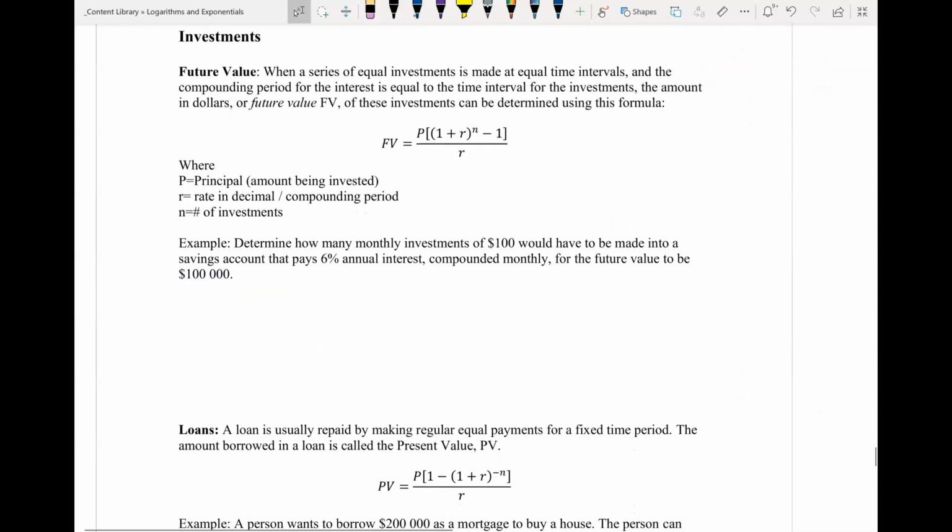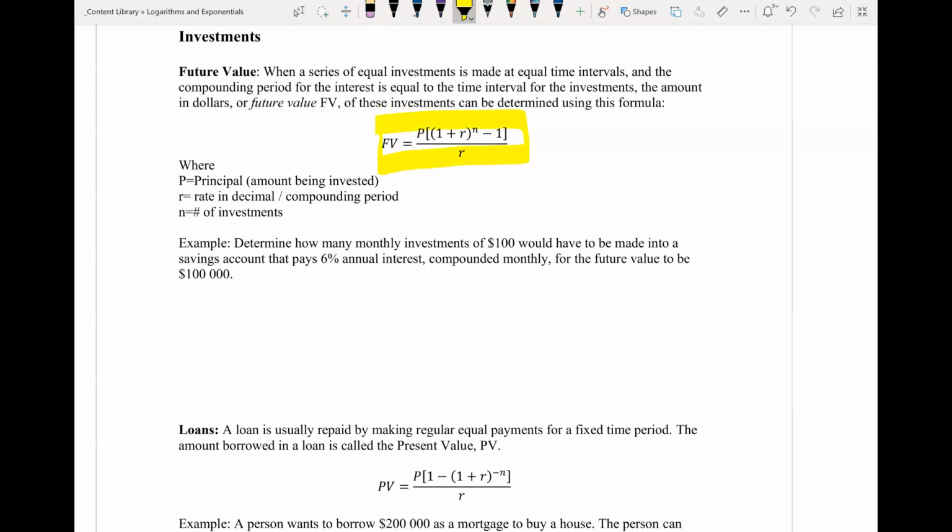Moving on to investments, we're going to look at future value. This is a series of equal investments which is made at equal time intervals, and the compounding period for the interest is equal to the time interval for the investments. The amount in dollars or future value, FV, of these investments is determined by this formula here.